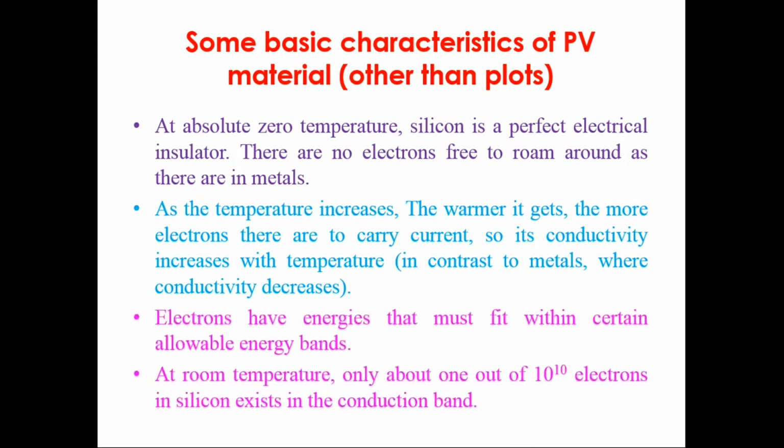So electrons have energy that must fit in a certain allowable band. At room temperature, only about 1 out of 10 raised to 10 electrons in the silicon exists in the conduction band. So when the light falls, those electrons are excited with the range of visible light and contribute to the formation of electron hole pairs and ultimately the current.